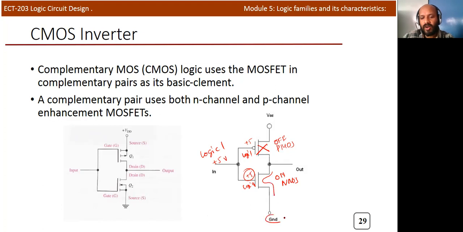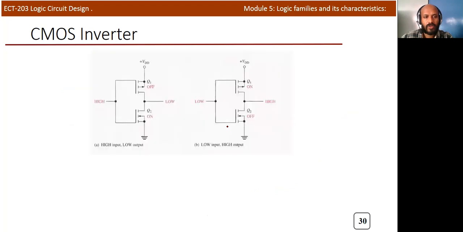Here you can see the ground terminal. Ground means 0 volts, so at the output side you will get 0, which is logic 0. So if you apply logic 1, you get logic 0 at the output side. This is all about the NOT gate, or the inverter circuit. This particular configuration is known as the CMOS inverter. I think it's clear.